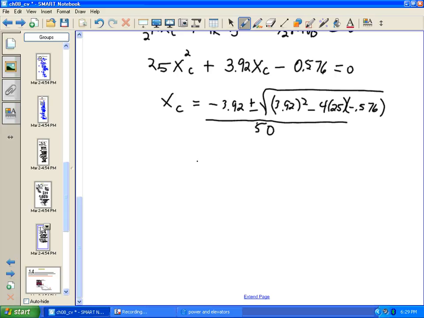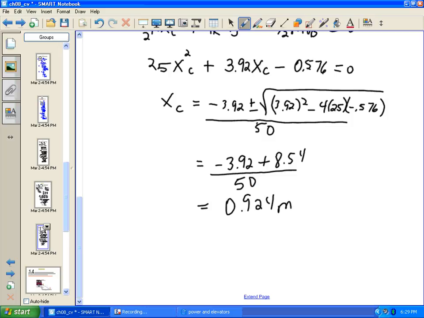Now, it makes no sense to have a negative compression, and so we discard the negative solution and should then obtain minus 3.92 plus 8.54. Remember, we don't want the negative value because that will give us a negative, and so a negative compression. And so here, when we calculate the numbers, we get x sub c equals 0.924 meters.